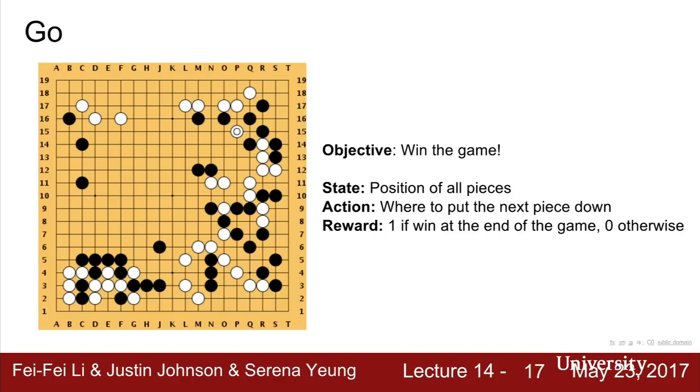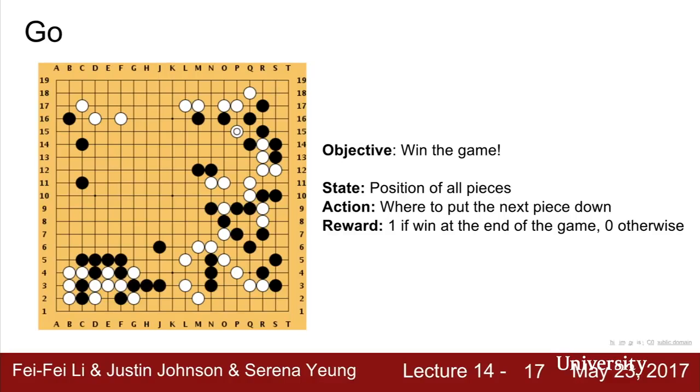And finally, here we have another example of a game. It's Go, which was a huge achievement of deep reinforcement learning last year when DeepMind's AlphaGo beat Lee Sedol, one of the best Go players of the last few years. And this is actually in the news again. Some of you may have seen, there's another Go competition going on now with AlphaGo versus a top-ranked Go player. The objective here is to win the game.